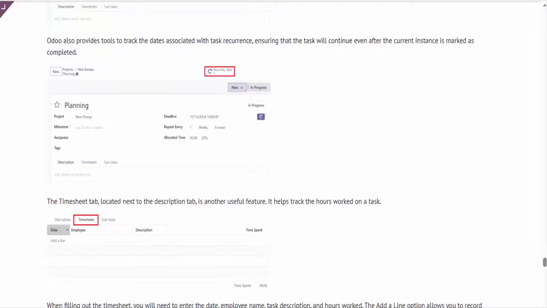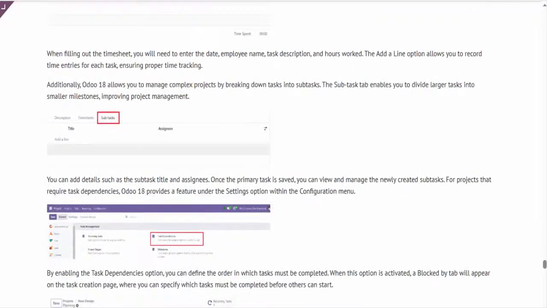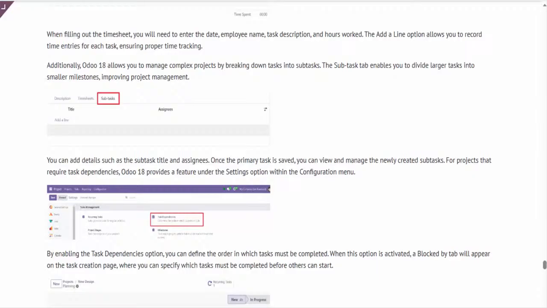The Timesheet tab, located next to the Description tab, is another useful feature. It helps track the hours worked on a task. When filling out the timesheet, you will need to enter the date, employee name, task description, and hours worked. The Add a Line option allows you to record time entries for each task, ensuring proper time tracking.